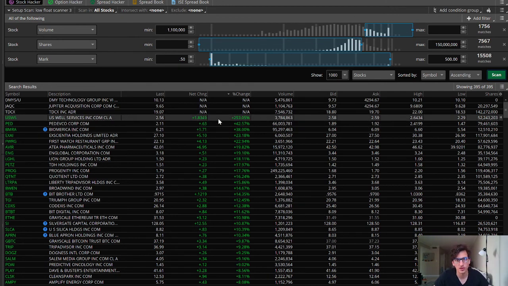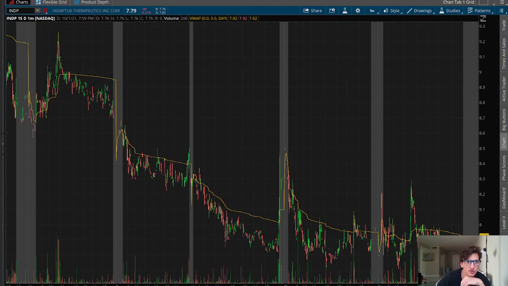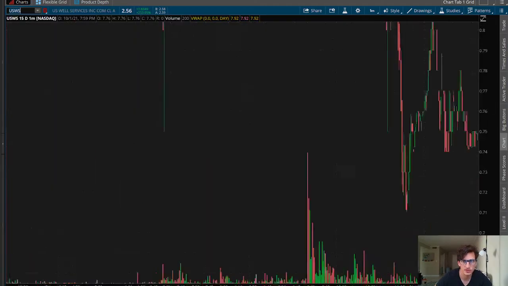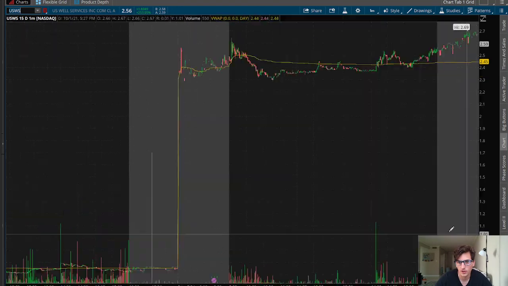USWS, that was a reverse split. Unfortunately, I haven't figured out a way to take out reverse splits, so those are going to be showing up as gappers. But it's not really something that you can trade. Let's pull up USWS. Yeah, you can't trade this.